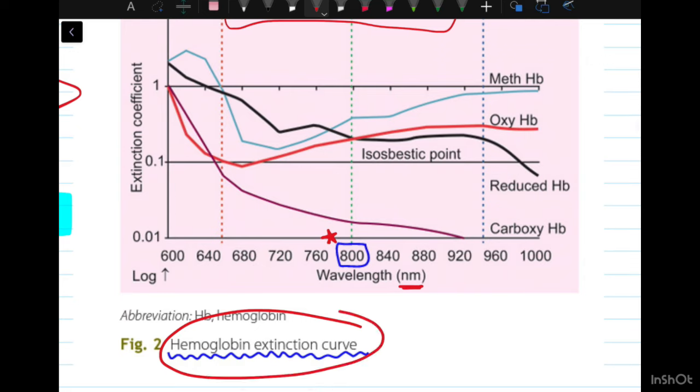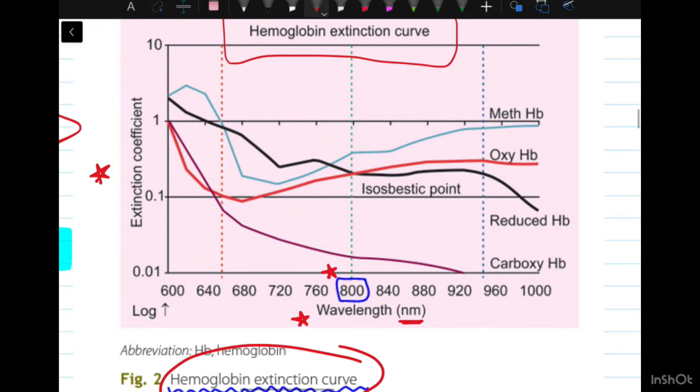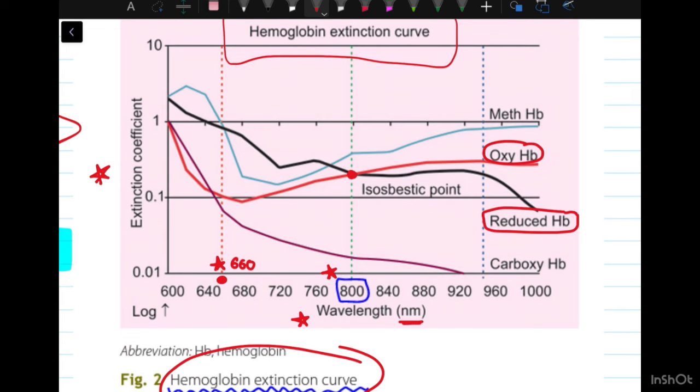You can see on this graph, this graph is the hemoglobin extinction curve with extinction coefficient on the y-axis and wavelength on the x-axis. This point is the isosbestic point, which says that oxyhemoglobin and the black line, which is the reduced or the deoxyhemoglobin, are absorbing the light to the same extent. If we talk about this point, this is 660, which is the red light. Now this red line goes till here, and the black line is going much above here.